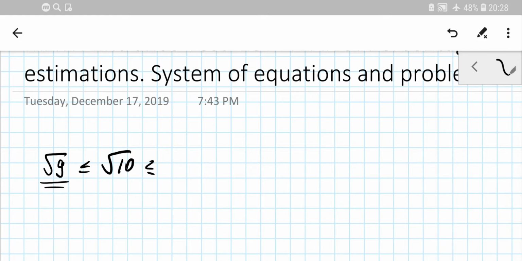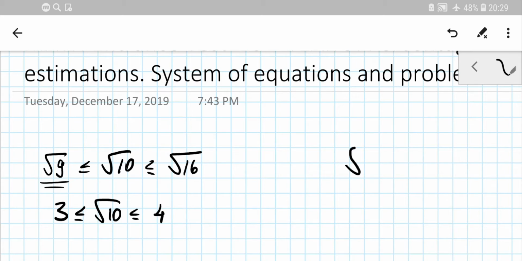The square root of 10 is also less than the next square number, which is 16, so the upper bound is the square root of 16. So at least you know that the square root of 10 is between 3 and 4. That's good. But what if you want to work with quite large numbers? Let's say the square root of 70. How do you find an estimation that's very close to it?